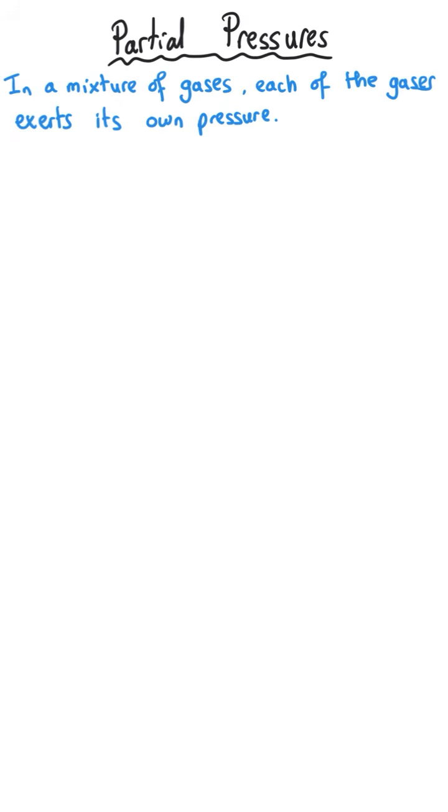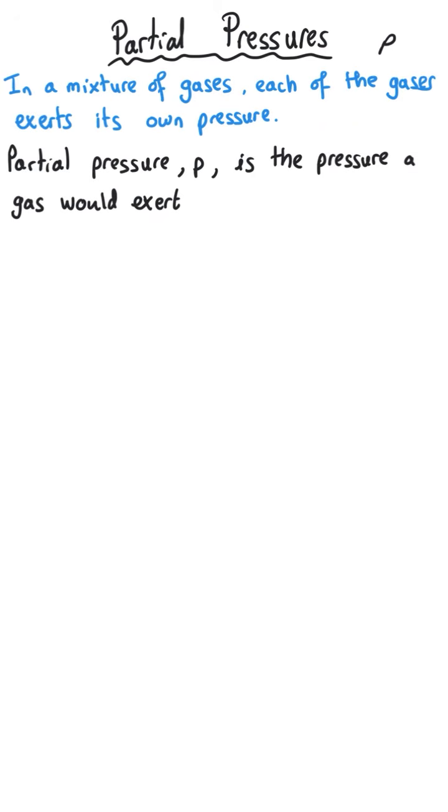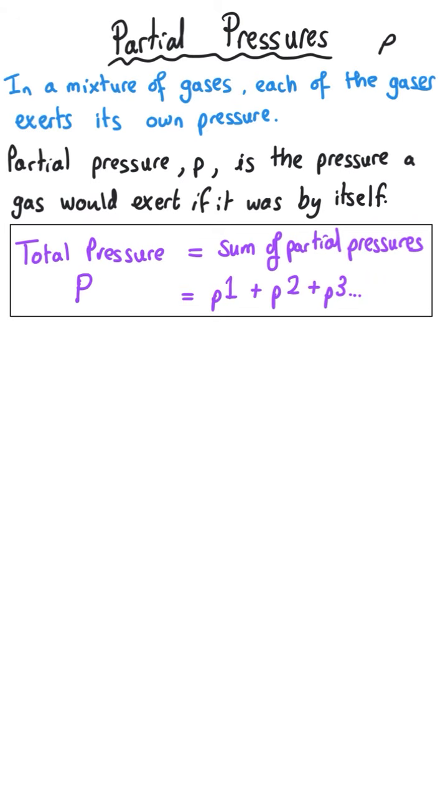In a mixture of gases, each individual gas exerts its own pressure, and this is called the partial pressure. And this partial pressure, which is usually given the symbol lowercase p, is considered to be the pressure that this gas would exert if it occupied a container by itself. Now, the sum of the partial pressures for all of the gases in a mixture in a particular container is taken to be the total pressure.